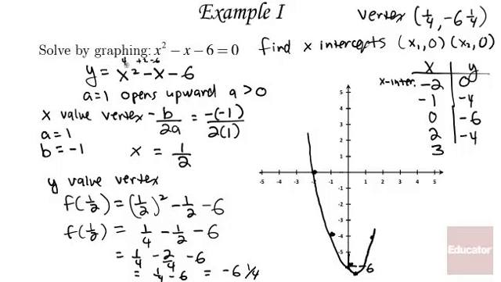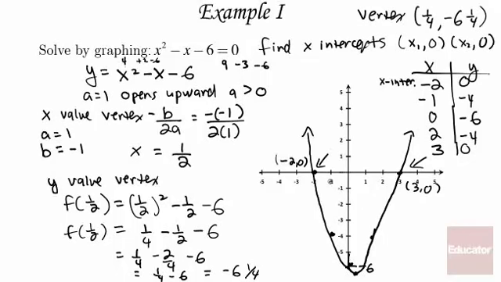When x is 3, I'm going to get 3 times 3 is 9, minus 3 minus 6. So that's 9 minus 9 is going to give me 3, 0. And I'm happy to see that that is another x-intercept. So this is one solution, this is the other. This is x is negative 2, y is 0. This is x is 3, y is 0. Therefore, my solutions are x equals negative 2 and 3.